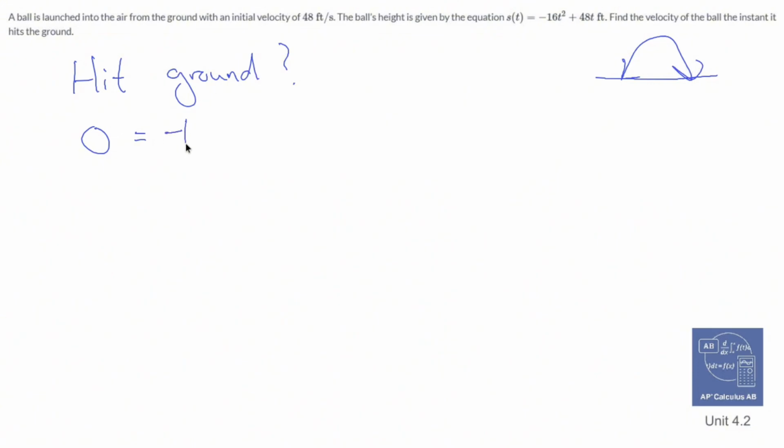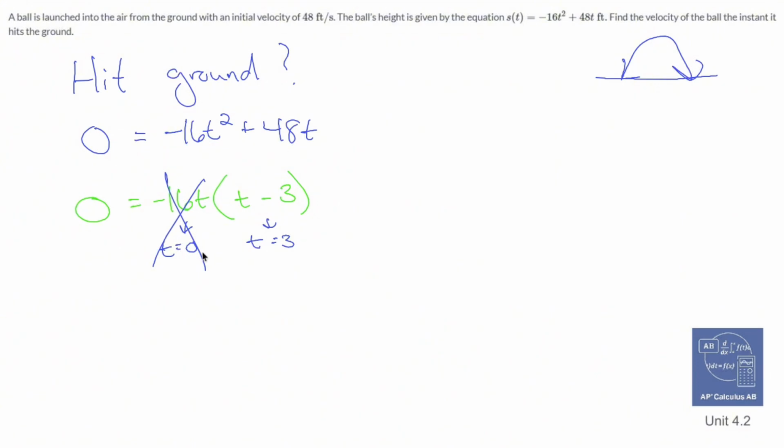That's my position function. So I have negative 16t squared plus 48t. Let's factor out negative 16t, and that leaves us with t minus 3. So my two options for t are 0 and positive 3. Now, one of these is where it's launched and one of these is where it hits the ground. I'm no mathematician, but I know 0 is going to be where it's launched. So this hits the ground at t equals 3 seconds.